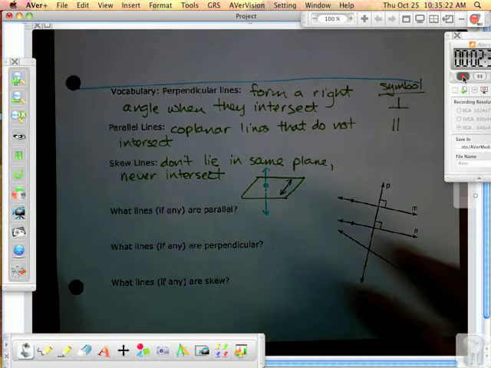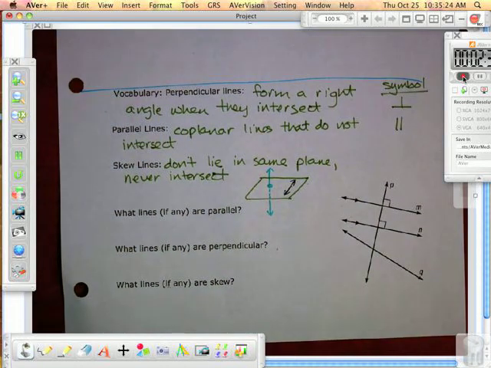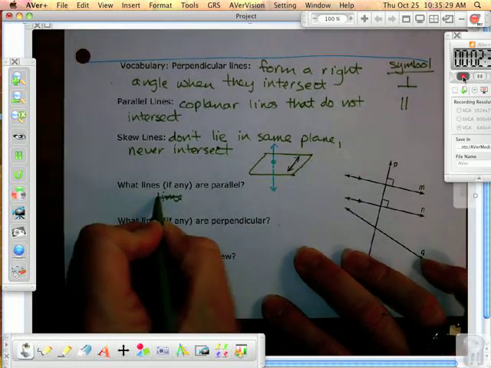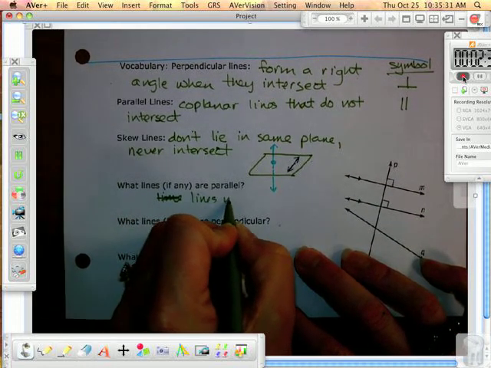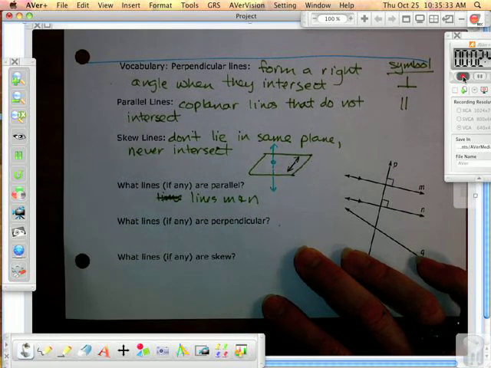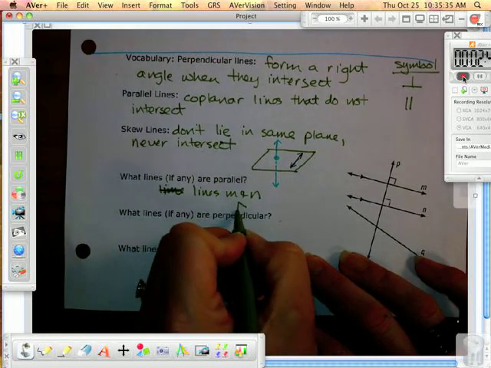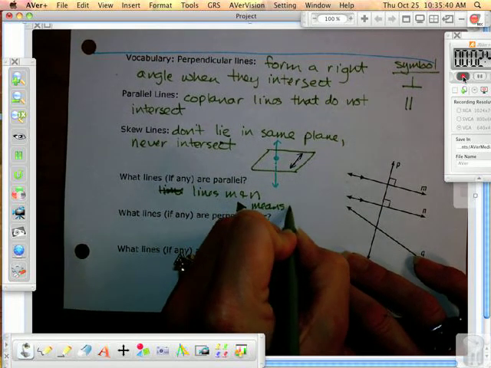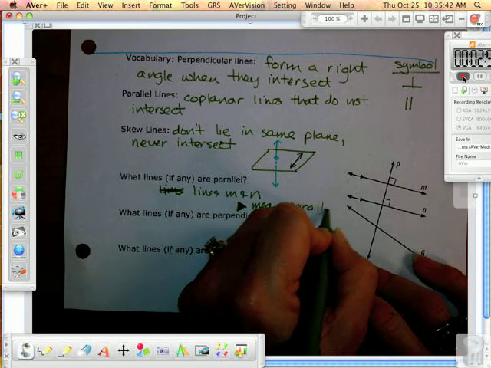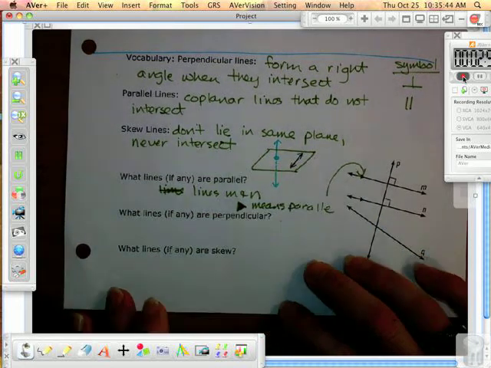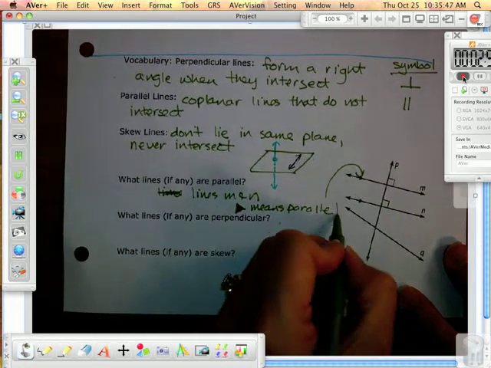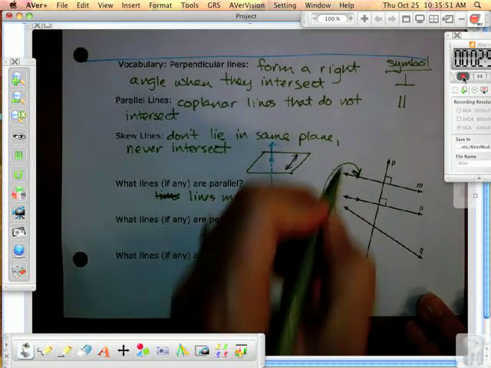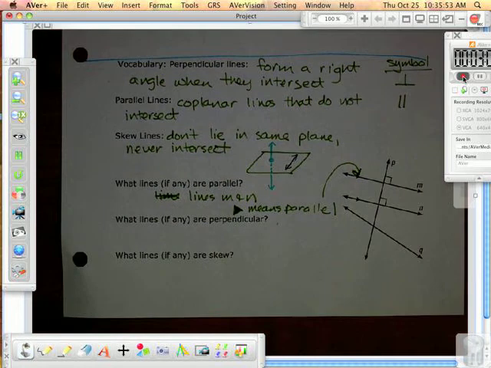What lines are parallel in this picture? What lines are parallel? Okay. Lines M and N. And this little arrow thingy means parallel. That little arrow thingy means parallel. Right there. Okay? When you see that, that means those lines are parallel.